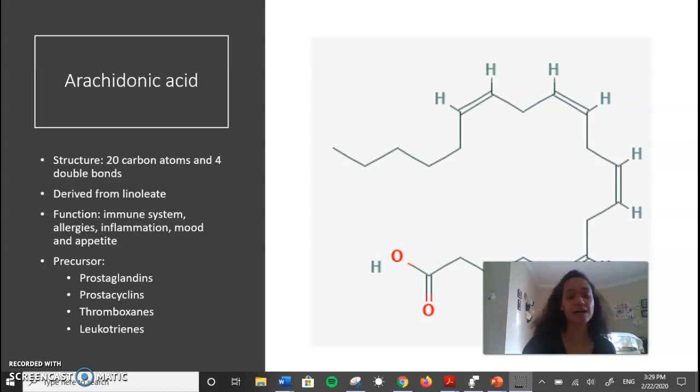This fatty acid is derived from linoleate and it has several functions within the immune system, in allergies, inflammation, mood, and appetite. Arachidonic acid is a precursor for various substances that specifically carry out those functions. Those substances are prostaglandins, which I will focus on in this presentation, prostacyclins, thromboxanes, and leukotrienes.